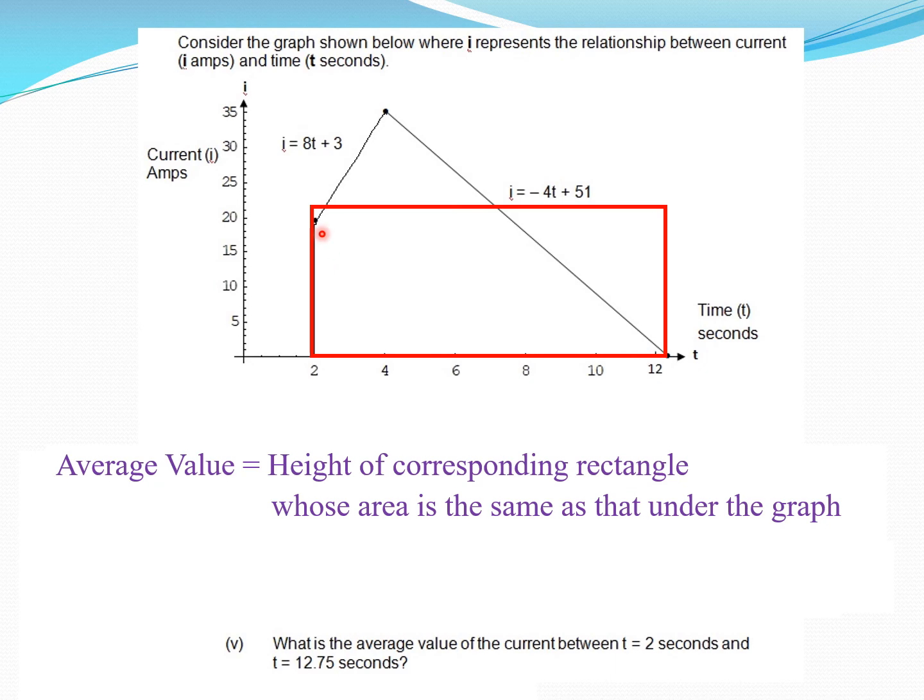So we're interested in getting the area under the graph. So the average value is the area under the graph divided by the length along which we're considering it. So in this case, it's from 2 seconds up to 12.75 seconds.